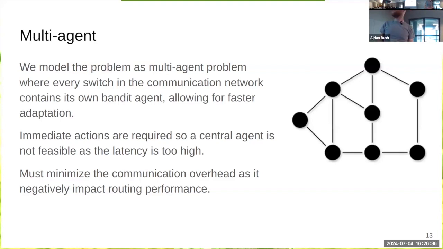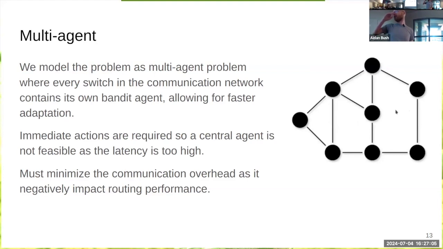So I'm approaching this as a multi-agent problem. Here we have a network, and each of these switches contains its own agent. They're going to have to cooperate and work together. And because they're independent agents, this should allow them to adapt more quickly, because they're able to learn more. They'll be able to get feedback more quickly.